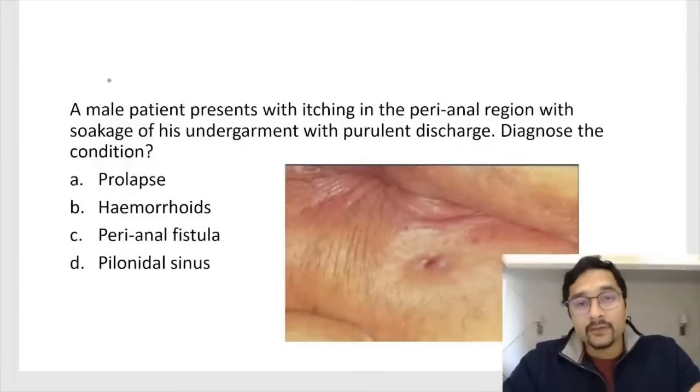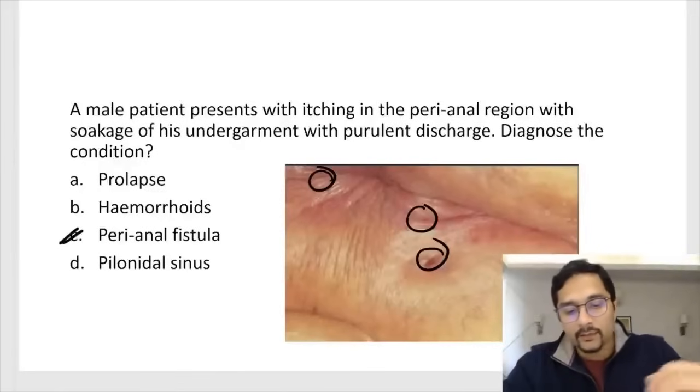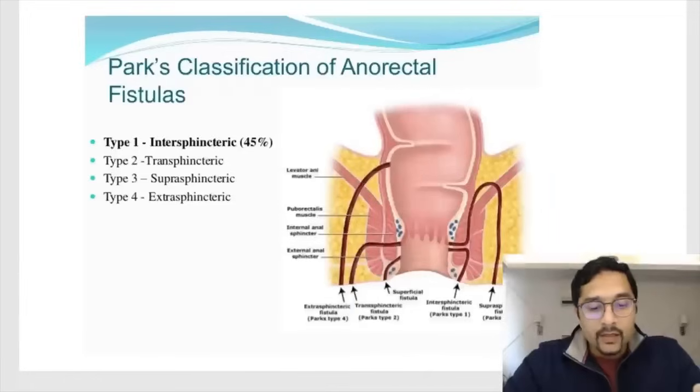A male patient comes with itching in the perianal region and soakage of his undergarment with purulent discharge. You have to diagnose the condition. This is perianal fistula. You can see multiple openings here. This is perianal fistula. The classification of perianal fistula has been asked.